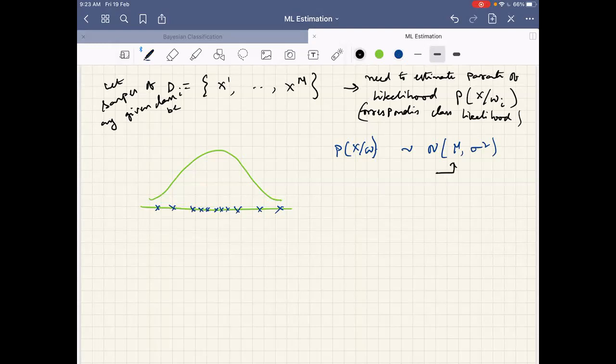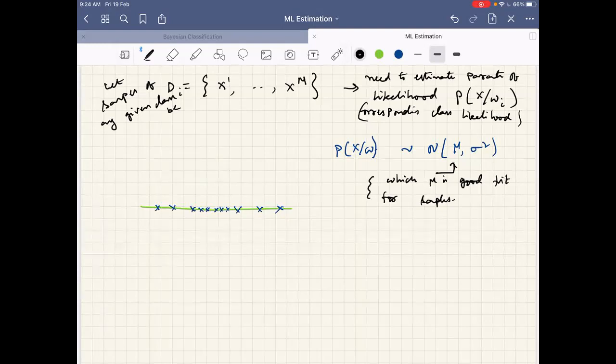Let us start with how to fix this mu. What we want to see is which mu is a good fit for samples. I will also remove this for the time being. But what I want to see is which mu is a good fit for these samples. What do we mean by a good fit for samples? So how do we mathematically characterize this?